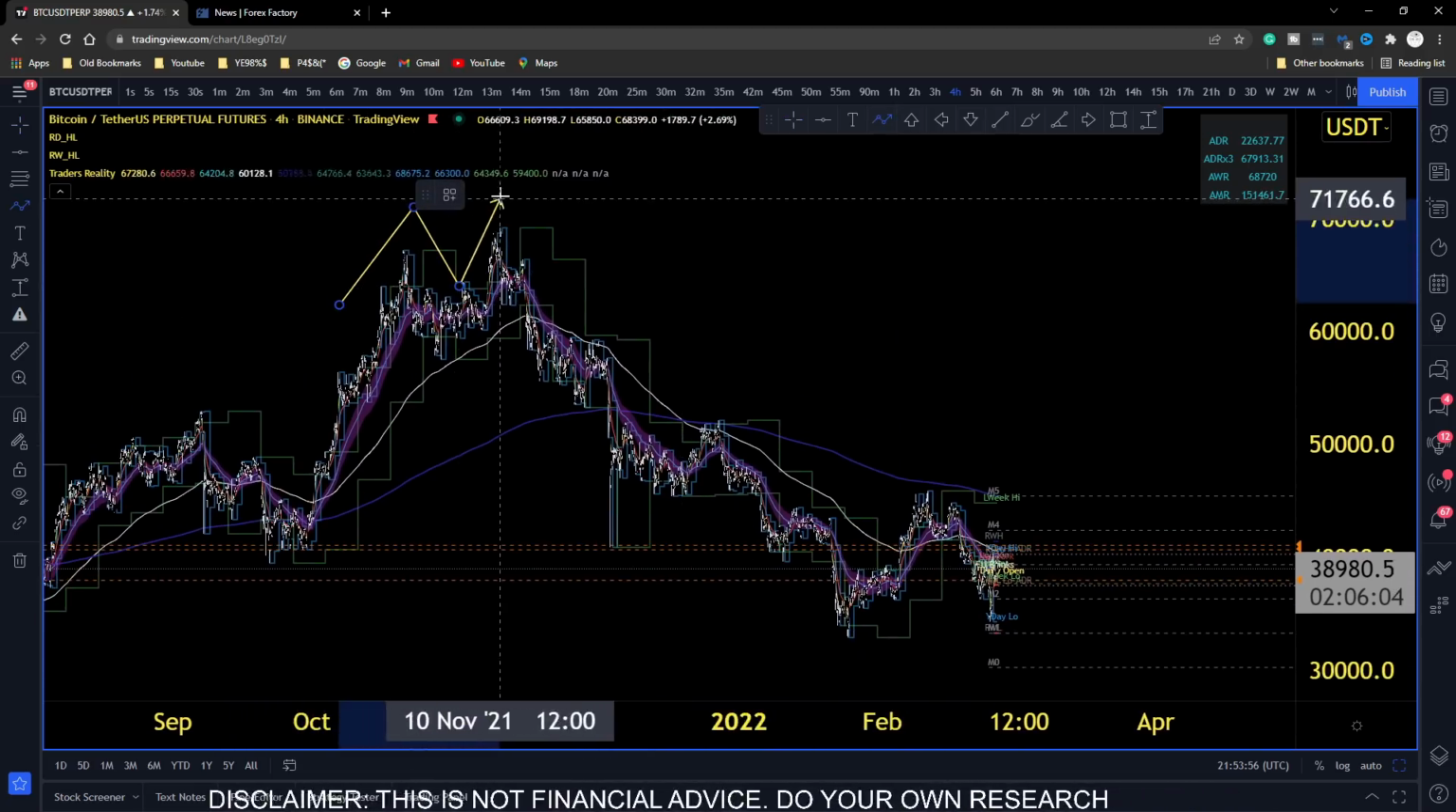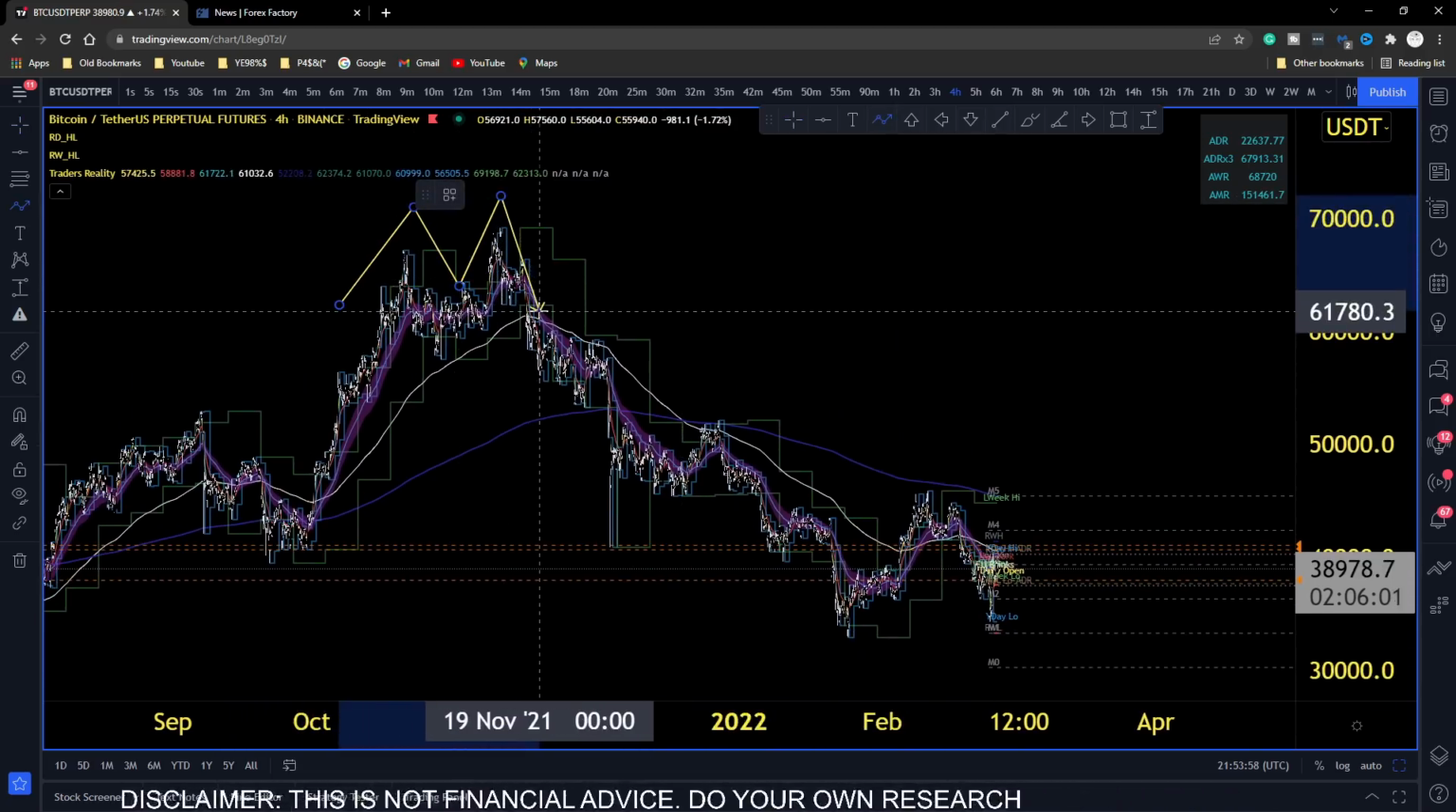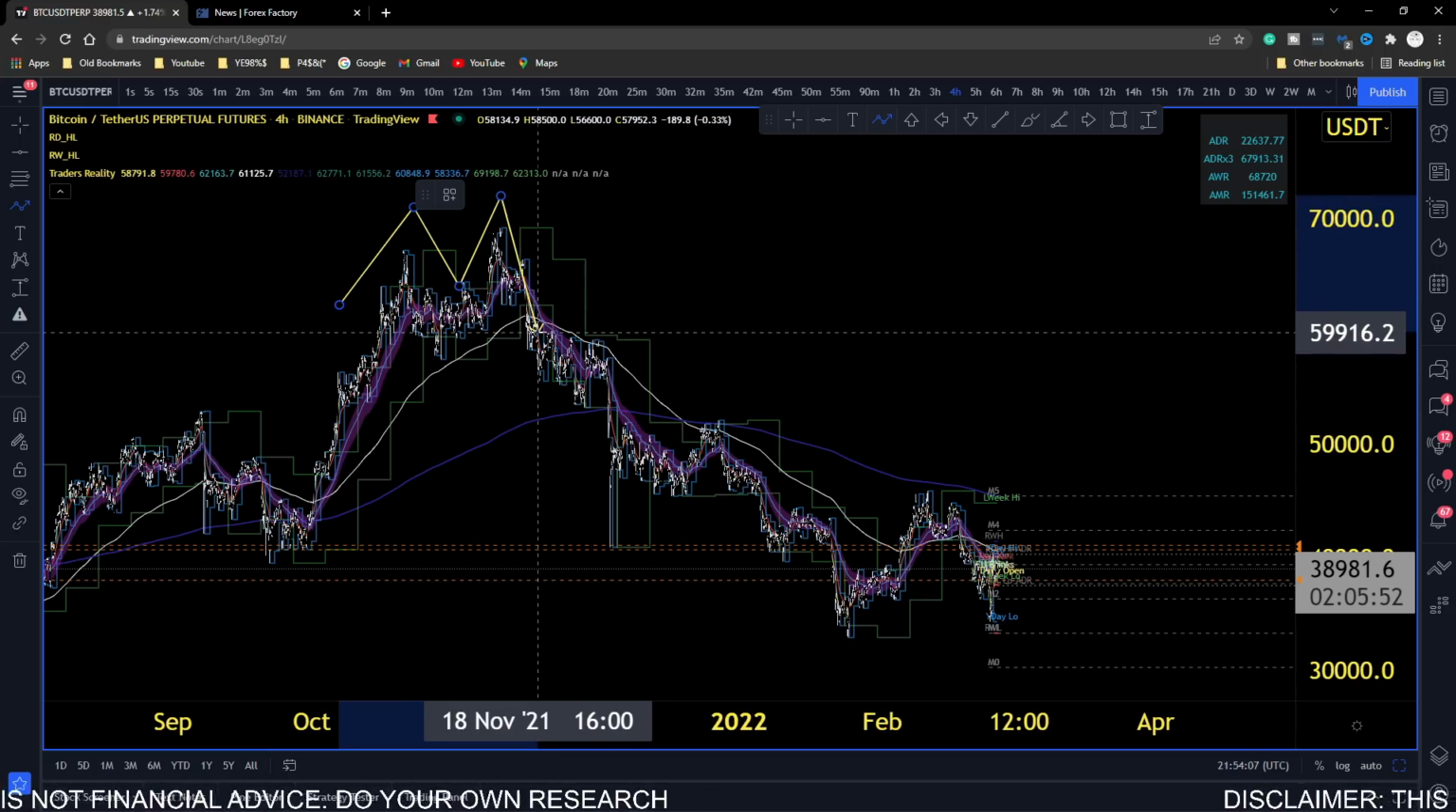Mark off the pattern. Always do this, ladies and gentlemen, whenever you come to the charts. Reset, get rid of any drawings that you've got and start fresh, so you can align your mind. We've got the M formation right here.